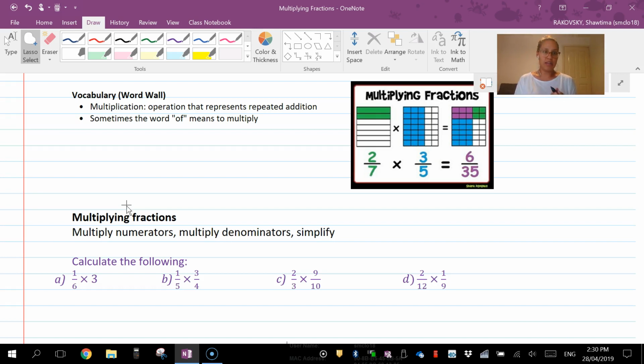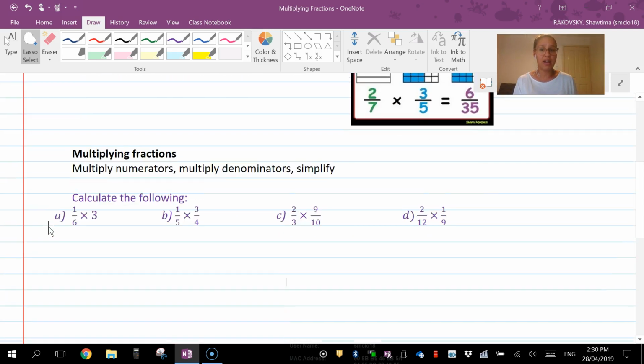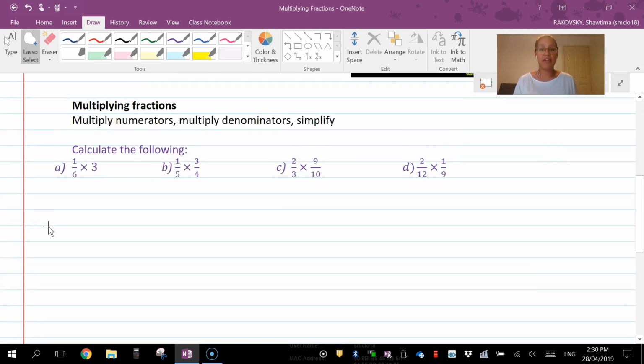A good example would be a worded problem such as: Miss Rakowski has 5 classes, and in each class she has groups of 28. How many students does she have altogether? The strategy you can use is 28 times 5 or 5 times 28 to work out how many students she has altogether. Or, as you can see, repeated addition: 28 plus 28 plus 28 plus 28 plus 28. So you can see where that's coming from. In this lesson, we're going to look at how we mentally multiply fractions together.